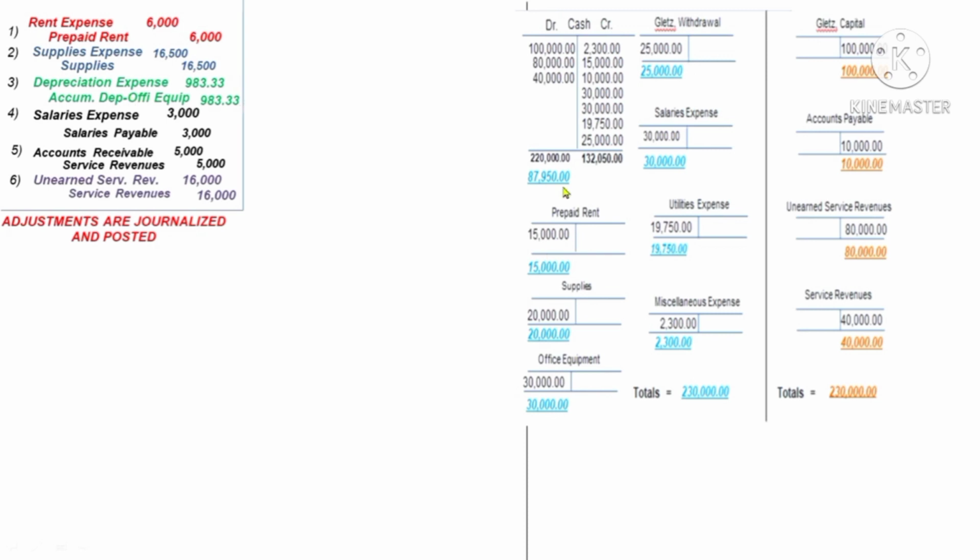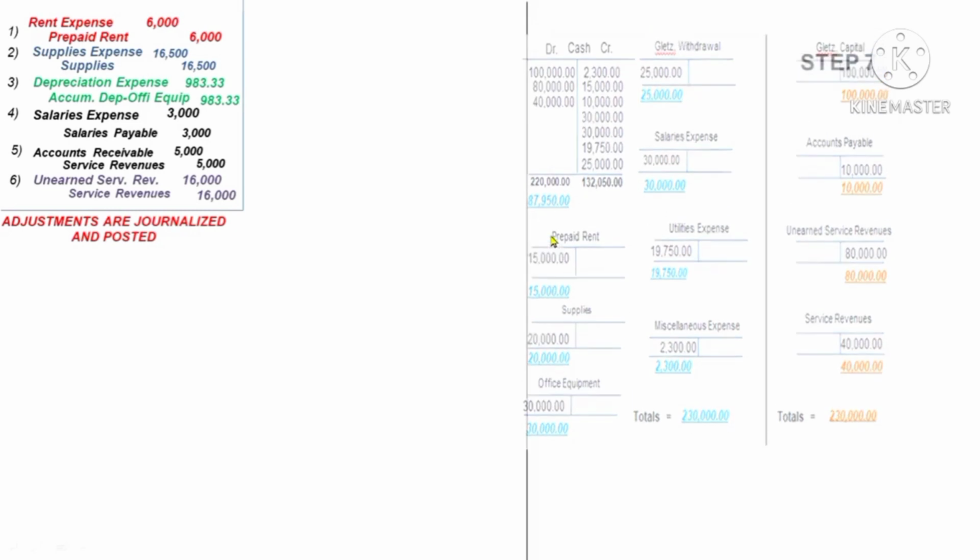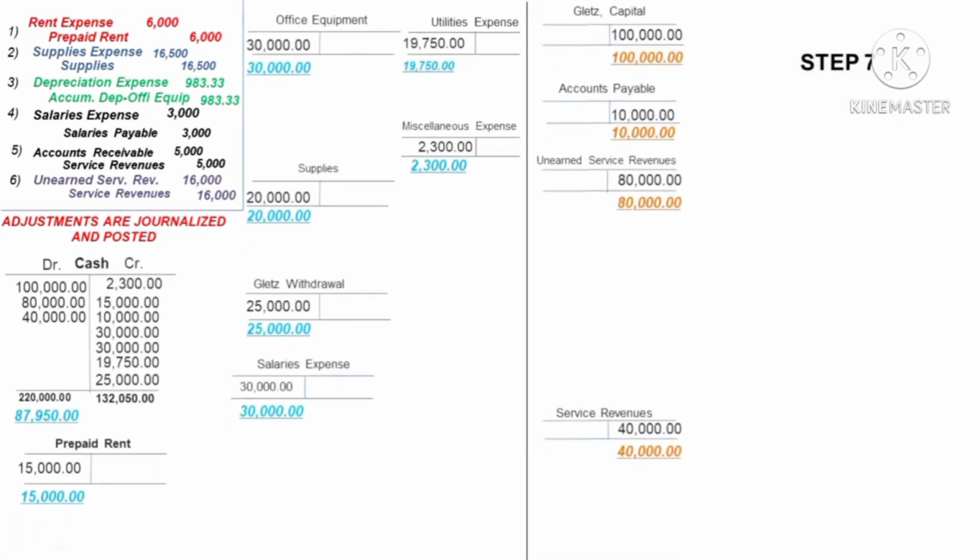And to make that happen, let's rearrange this a little bit into this one. Now, let's post. So we have here debit rent expense of 6,000, but since we don't have any T account yet for the rent expense, so let's make one. So we have here the rent expense, and of course we need to debit 6,000, and we need to get the total of 6,000 also, because there are no other entries related to rent expense. But don't forget the credit prepaid rent. So we need to credit 6,000 here. So what will happen is the total of the prepaid rent from 15,000 will only become 9,000.